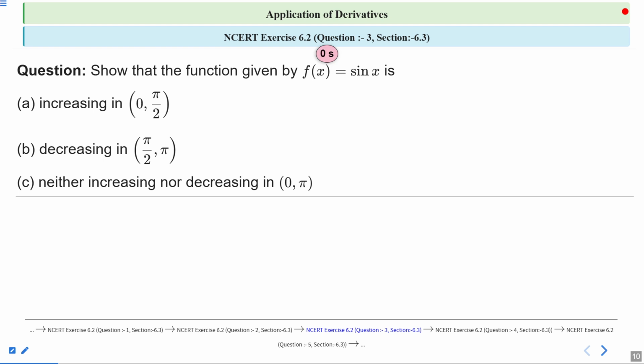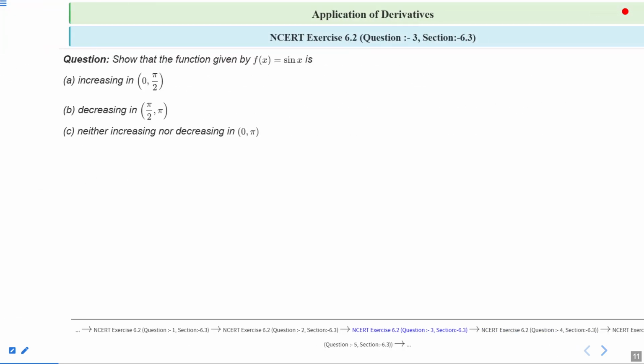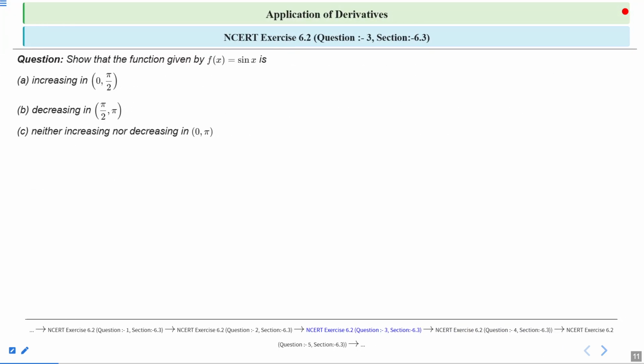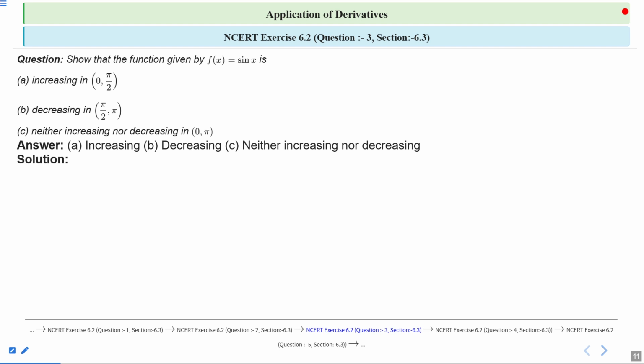Okay, let's move to the solution part. Hope you all have solved. We have to show that the function given by f(x) equal to sin x is increasing in 0 to pi by 2, part B decreasing in pi by 2 to pi, and for part C neither increasing nor decreasing overall in 0 to pi, right? So let's see the solution.